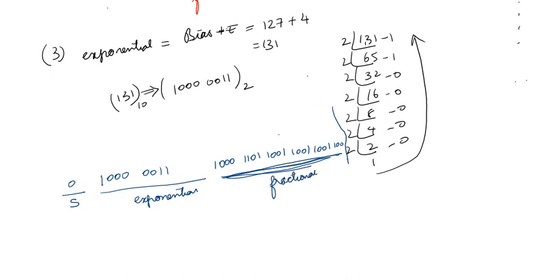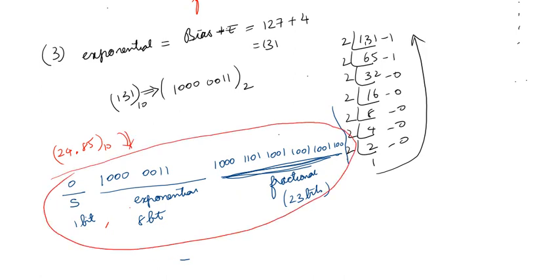How many bits? 23 bits. These 8 bits are the exponent. This 1 bit is the sign bit. This 32-bit representation is the single precision 32-bit representation of the given decimal number, 24.85, which is converted to this. Okay, I hope you got an idea, right?